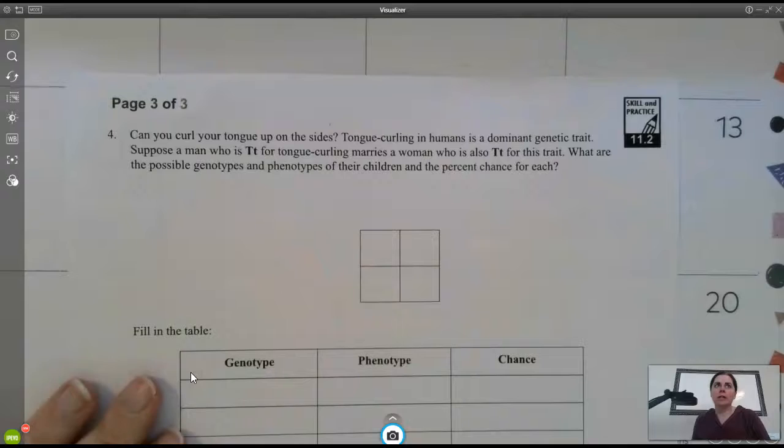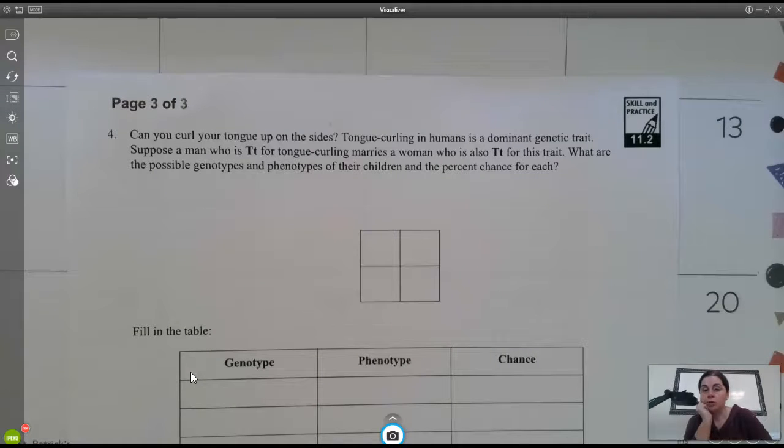Can you curl your tongue up on the sides? Did you guys know that this is an actual dominant trait? Well, it is. So if you can do that, that means it's dominant. You have the allele for it. If you can't do that, then you have the homozygous recessive trait. So there we go. Now you know.